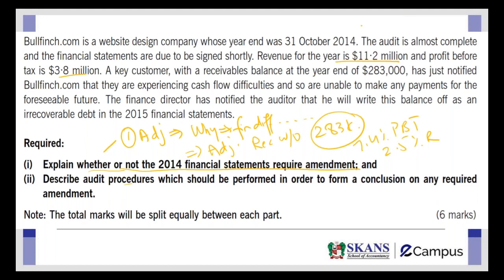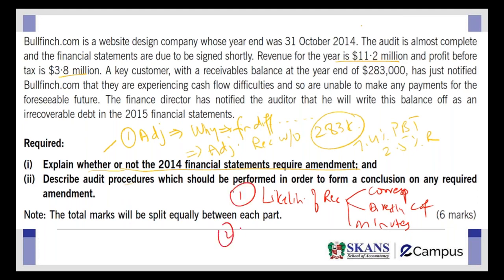So again, just very quickly, if I summarize this for you, I will give you no marks for general answers. To discuss or evaluate the likelihood of recoverability, I could inspect the correspondence between Bullfinch and the client. I could directly confirm from the client. I could also inspect the minutes of the board meetings to determine the chances that they would actually be getting the money from this key customer.